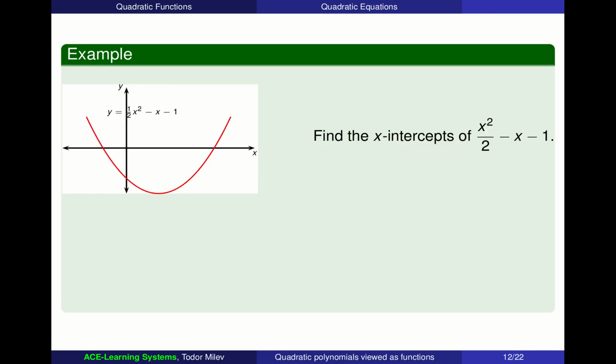This example is very similar to the previous one. In the previous example, I asked you to find the x-intercept of a quadratic function, and in this example, we have the exact same formulation. Find the x-intercepts of the quadratic x squared over 2 minus x minus 1, or in other words, solve the equation x squared over 2 minus x minus 1 equal to 0.